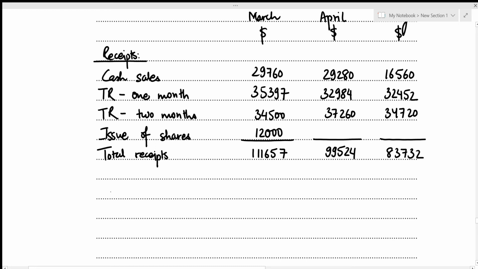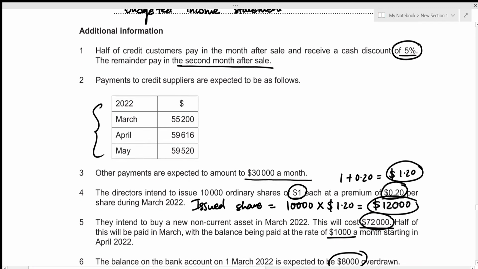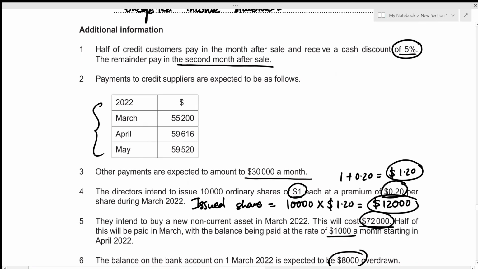Now we can move on to the payments section. And payments records all of the cash that is being paid by the business, right? Let's have a look at the above information. We know that the payments to credit suppliers are given for the month of March, April, and May to be 55,200, 59,616, and 59,520 respectively. So we need to record these amounts in our cash budget, and we will record these amounts under the heading of trade payables because these are the payments being made to credit suppliers.